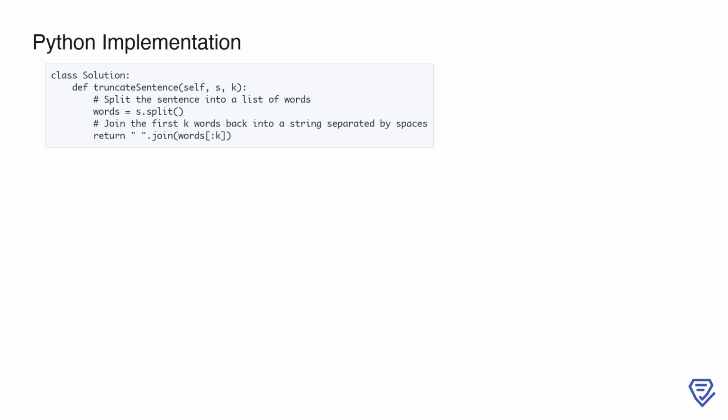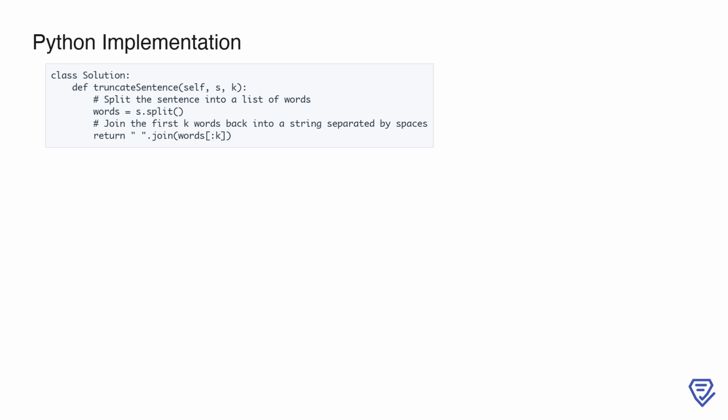Here is a detailed explanation of the code. 1. Class definition. The Solution class is declared, which contains the method truncateSentence. This is a common structure for LeetCode problems. 2. Function input. The method truncateSentence accepts two parameters. s, a string representing the sentence where words are separated by single spaces. k, an integer indicating the number of words to retain from the sentence.